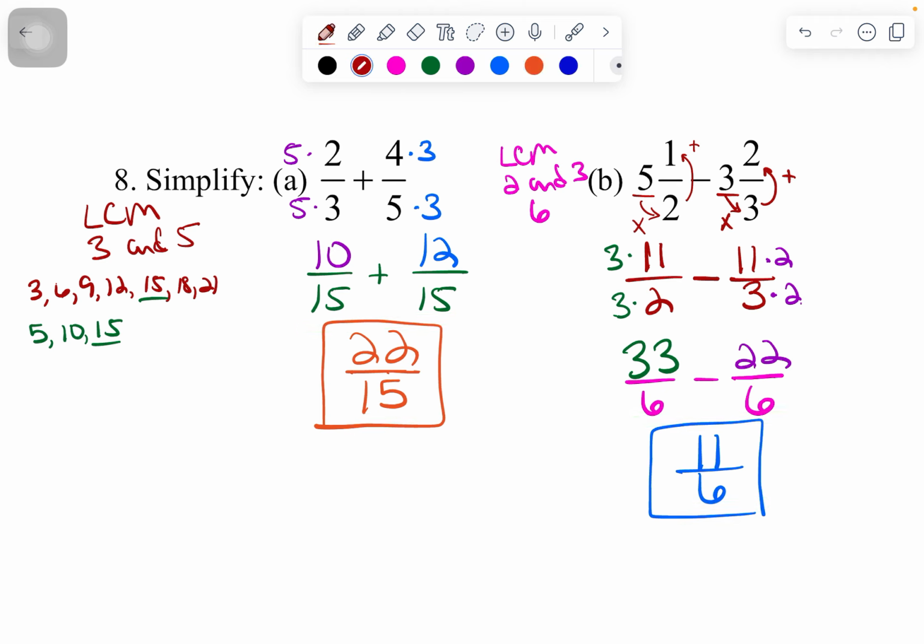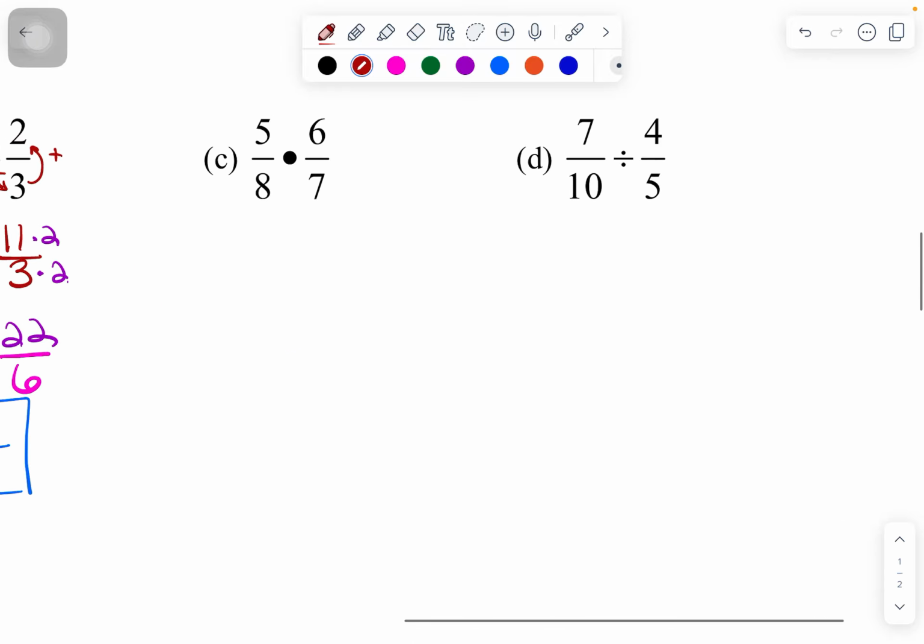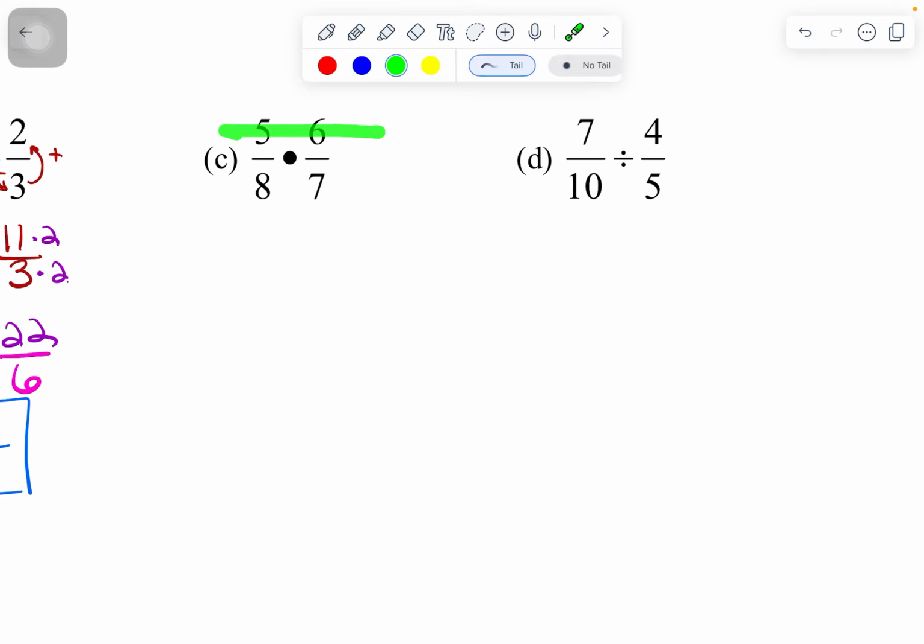Now, if given the option between adding and subtracting fractions or multiplying fractions, folks, I'm going to take multiplying fractions any day, because part C here, I don't need a common denominator at all in the slightest. It's kind of nice. You could multiply straight across. So 5 times 6, 8 times 7, and then see what kind of fraction you have and reduce it.